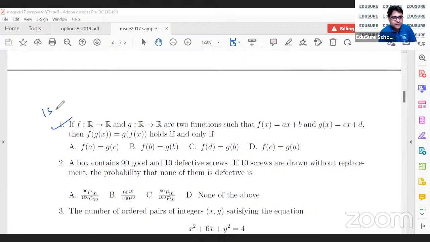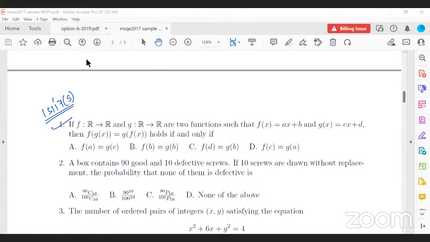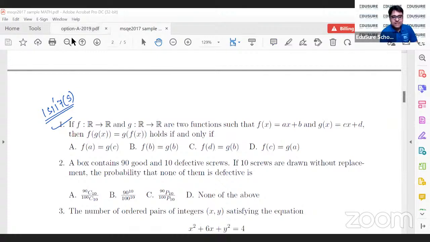ISI 2017 sample paper, question number 1. Please take a look at this. Put your answer in the poll. I have activated the poll. Please answer in the poll. Do it. This is an example of a composite function. F of gx, g of fx. Function of a function, composite function.